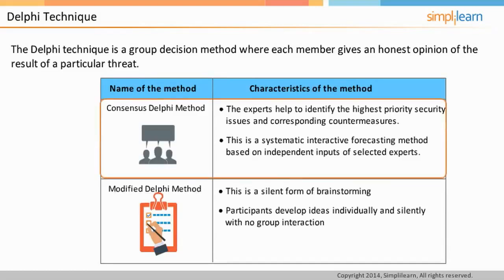The first method is the consensus Delphi method, in which experts help to identify the highest priority security issues and corresponding countermeasures. This is a systematic interactive forecasting method based on independent inputs of selected experts. The other method is modified Delphi method, which is a silent form of brainstorming in which the participants develop ideas individually and silently with no group interaction. The ideas are submitted to a group of decision makers for consideration and action.